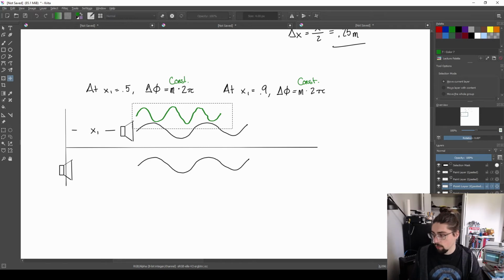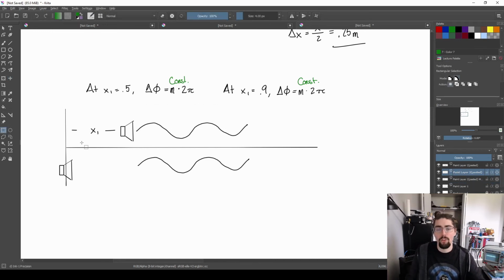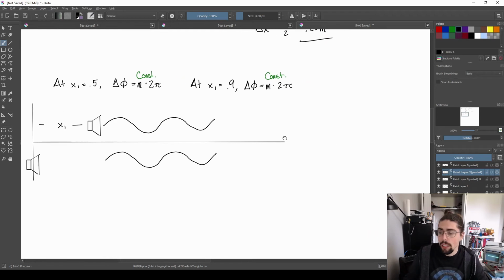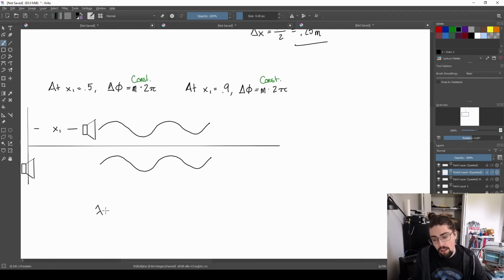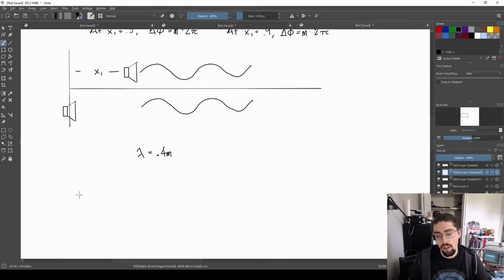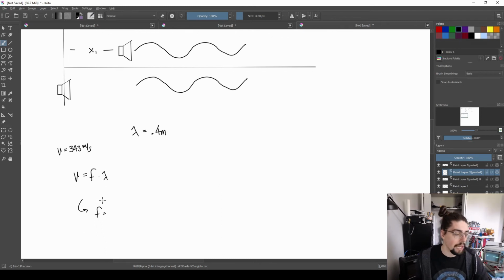So now I need to figure out how I can get rid of all these things. I think it's just that one. So we go with that information. Now that we know that the wavelength is 0.4 meters, we can solve for the frequency using the exact same equation that we had just seen from before. That is, v is equal to the frequency times the wavelength. Wavelength is 0.4. Speed is 343. Frequency should be 857.5.